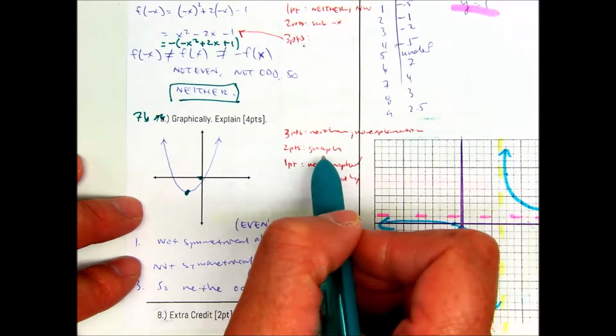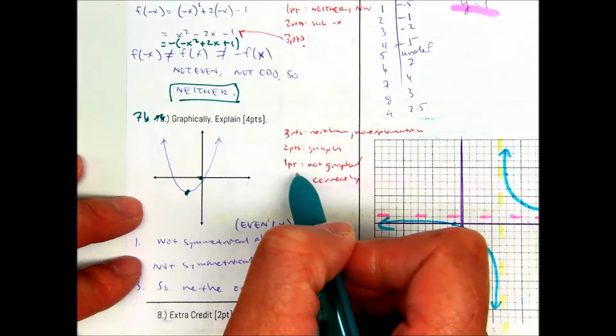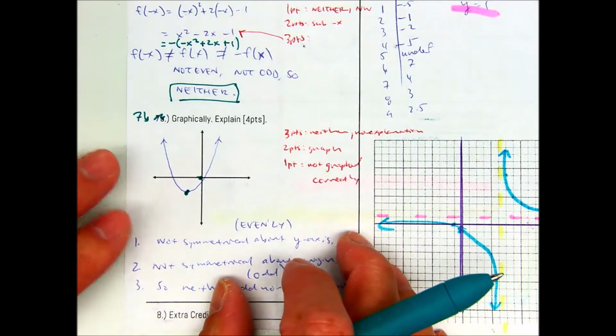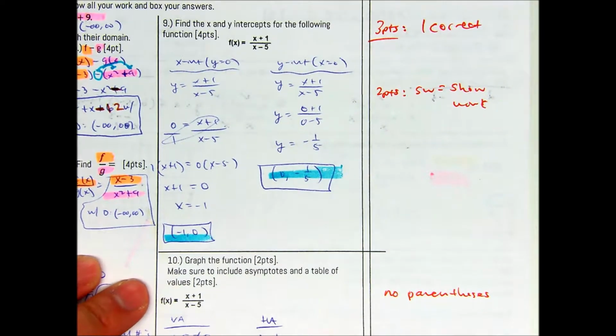Question number 9. Find the x and y-intercepts from the following function. I give you a rational function. To find the x-intercept, you're going to make y equal to 0.